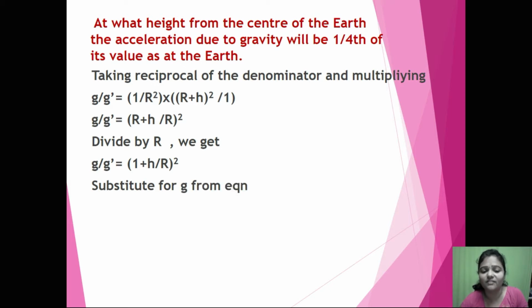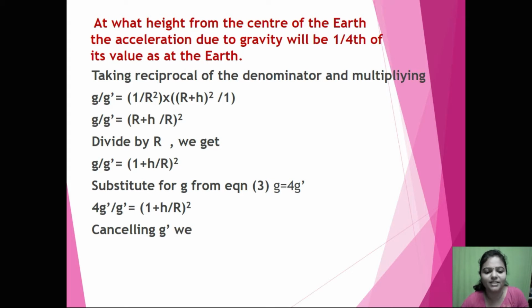Now for g we have to substitute from the equation 3, which is given by g is equal to 4g dash. So 4g dash divided by g dash is equal to 1 plus h by r the whole square. Now in the LHS we can cancel the g dash. So we will get the equation as 4 is equal to 1 plus h by r the whole square.